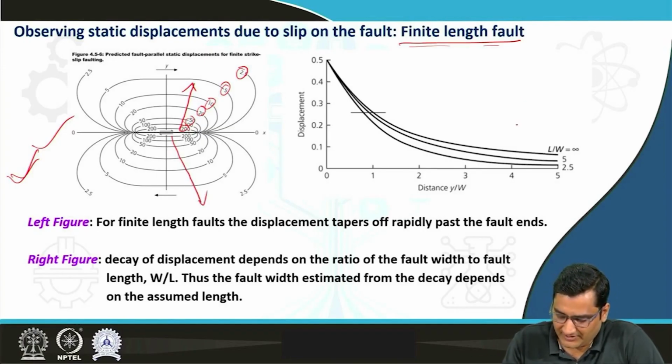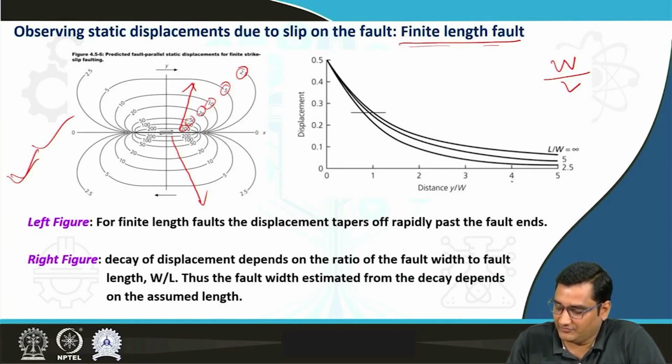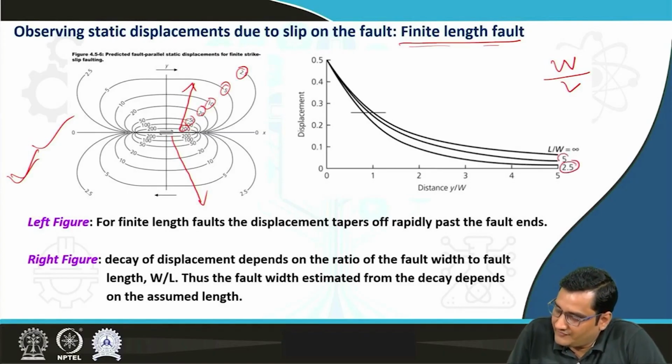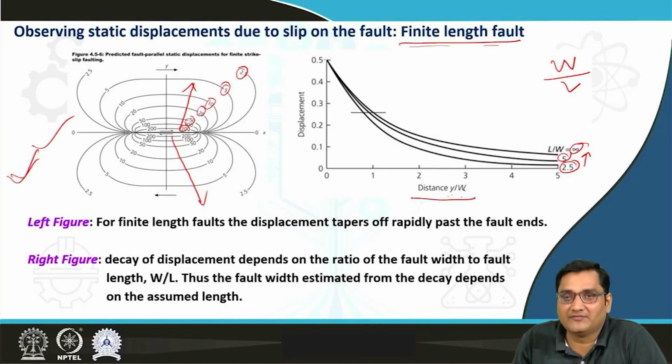And this is the picture that shows the decay of the displacement that depends on the ratio of the fault width to the fault length, that is W by L. Thus, the fault width estimated from decay depends on the assumed length. So you can see here it is 2.5 W by L, and here it is 5, and here it is infinity. As you increase it, you can see almost in all the cases the displacement is decaying away as you increase the value of small y to W, that means the distance divided by the width of the fault.